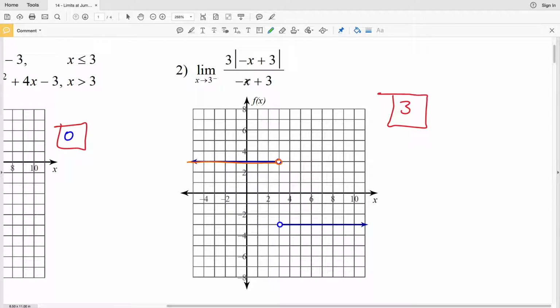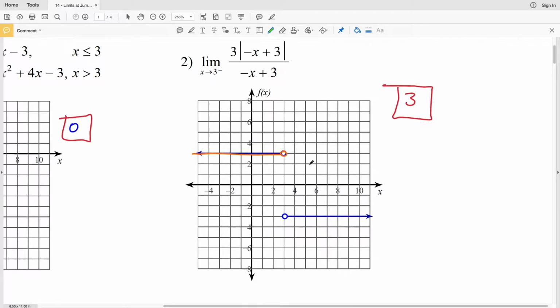And you can see that if this was x approaches 3 from the positive direction, we would get a completely different answer. We would get a negative 3, because at x equals 3, there's a jump. So going from different sides, from the positive side or the negative side, we will reach different conclusions.